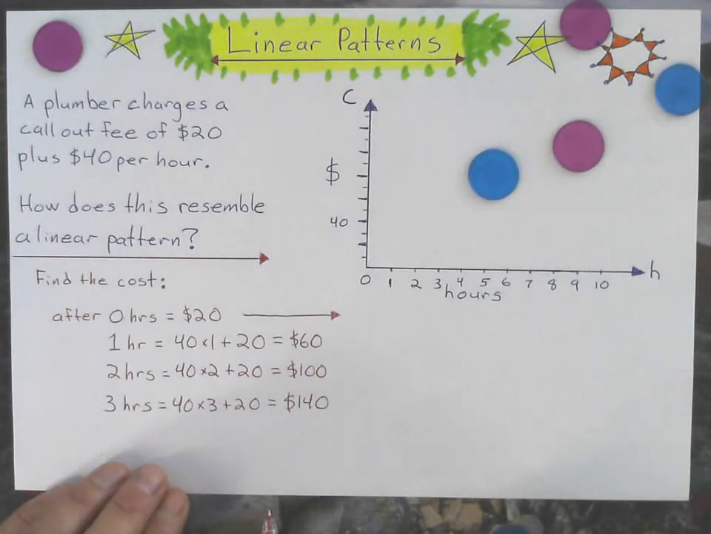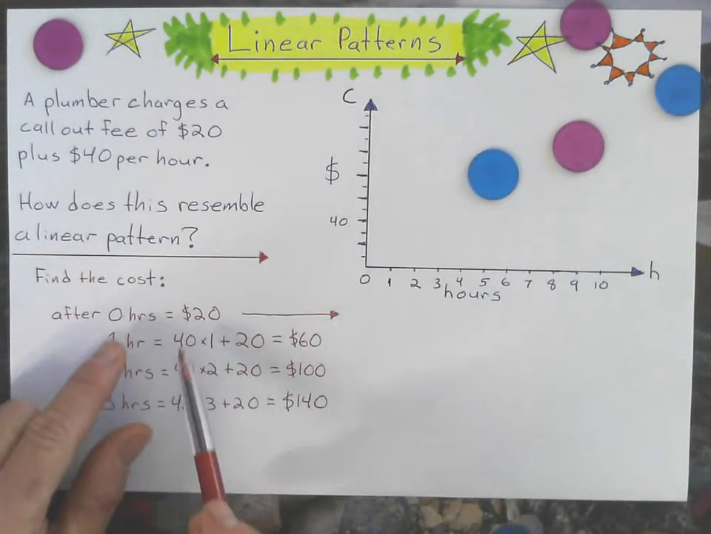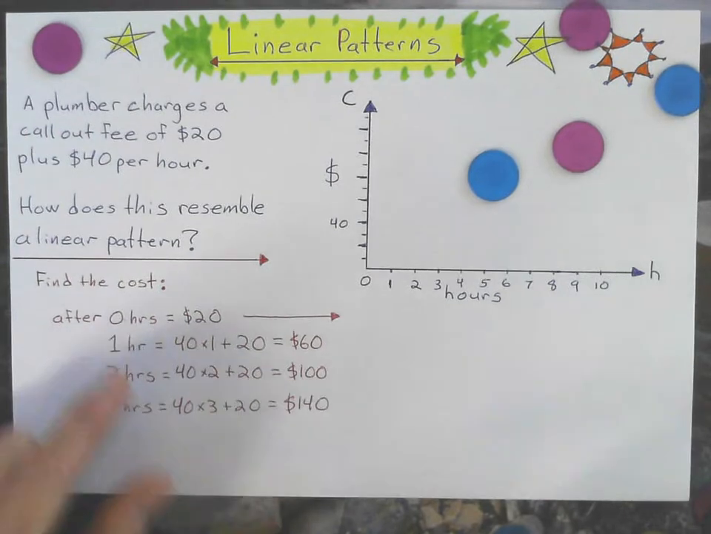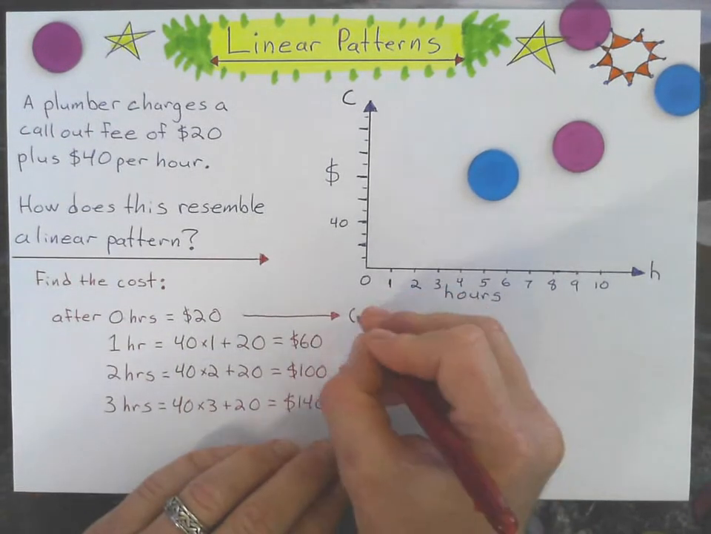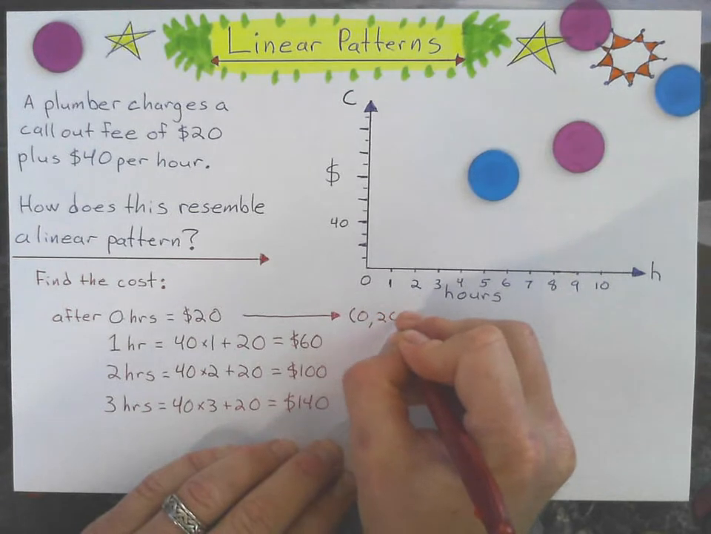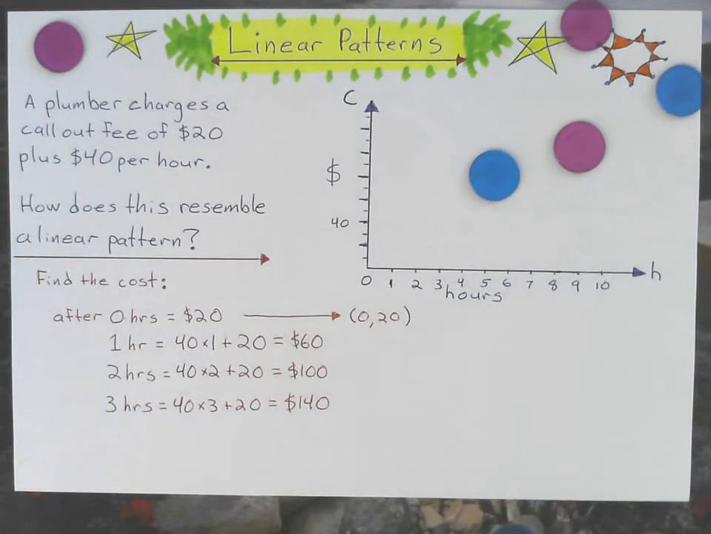And I'm going to write it as an ordered pair. So an ordered pair means number of hours and cost. So an ordered pair looks like this. After 0 hours, it's $20. I don't put any units in there. And we'll do the same for each set of ordered pair.